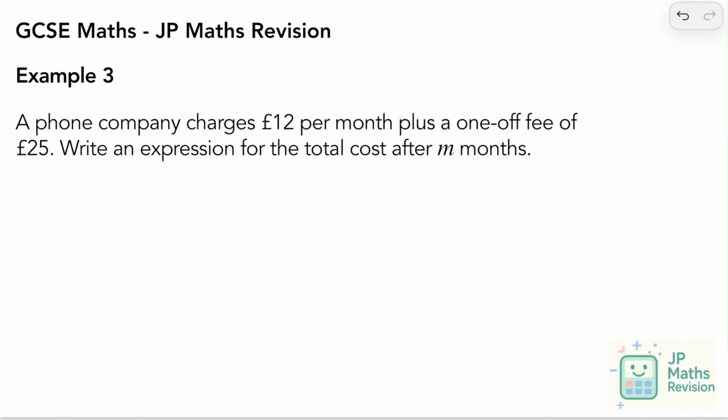Here's another example. A phone company charges £12 per month plus a one-off fee of £25. Write down an expression for the total cost after n months. So it's going to be the one-off fee of £25 plus however much it costs over the months. So if it's £12 per month, then after n months, it's going to be 12 lots of n pounds, but then we need to remember to add on that £25. So the total is 25 plus 12n.